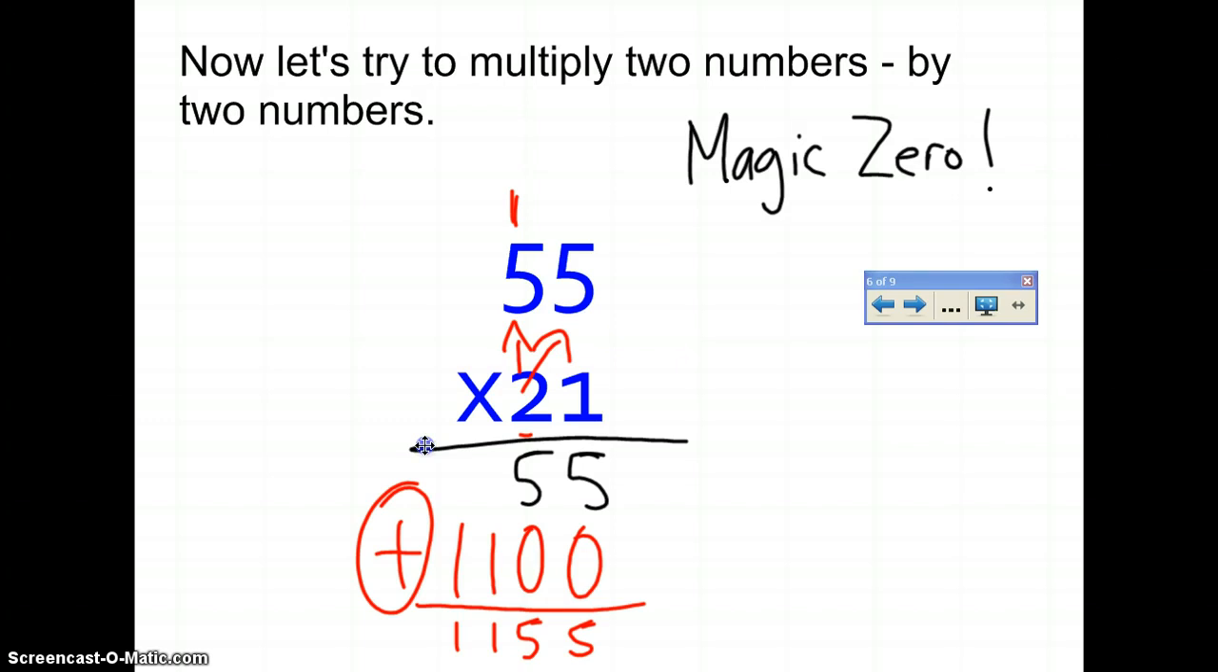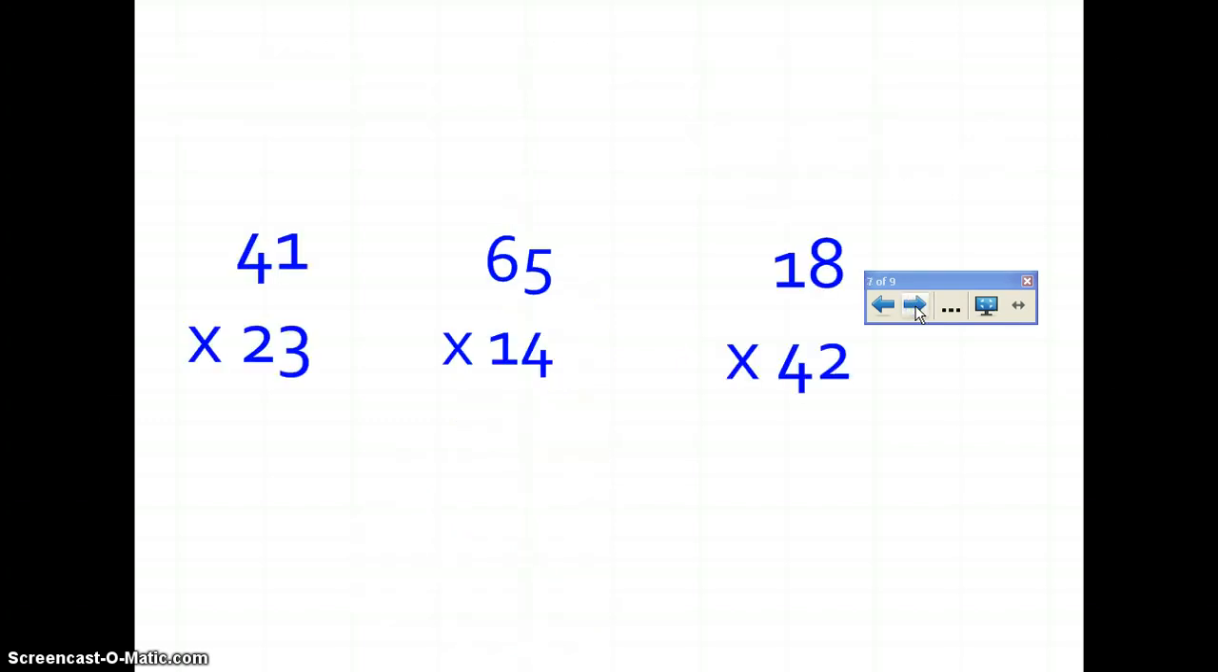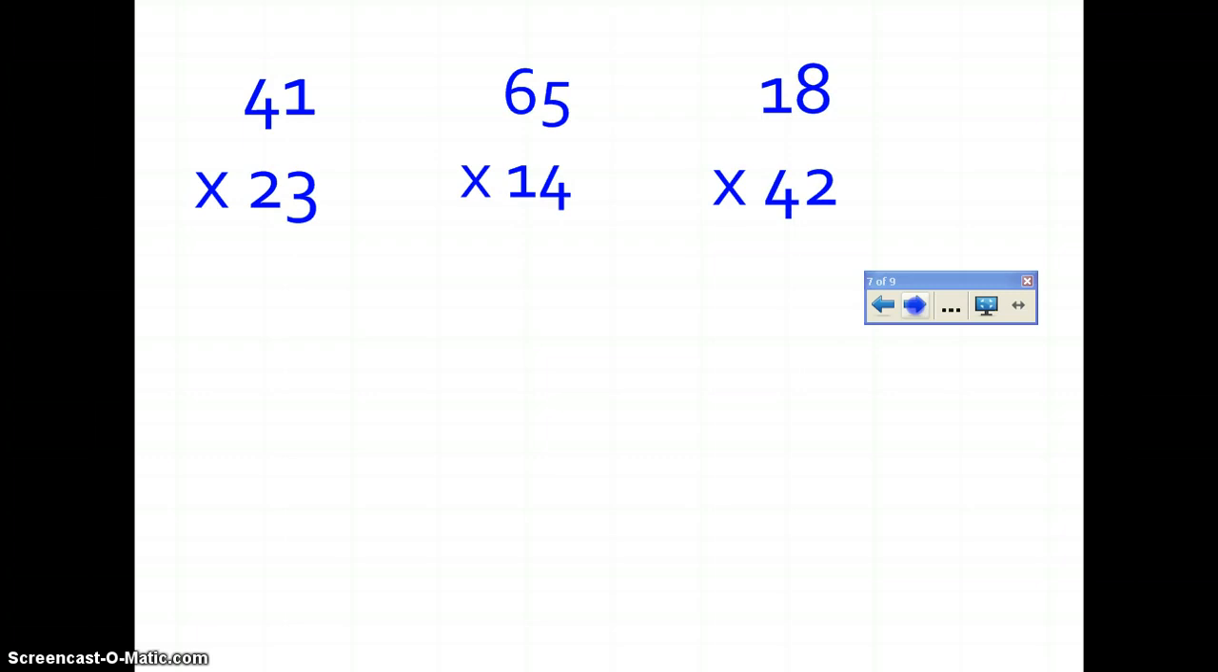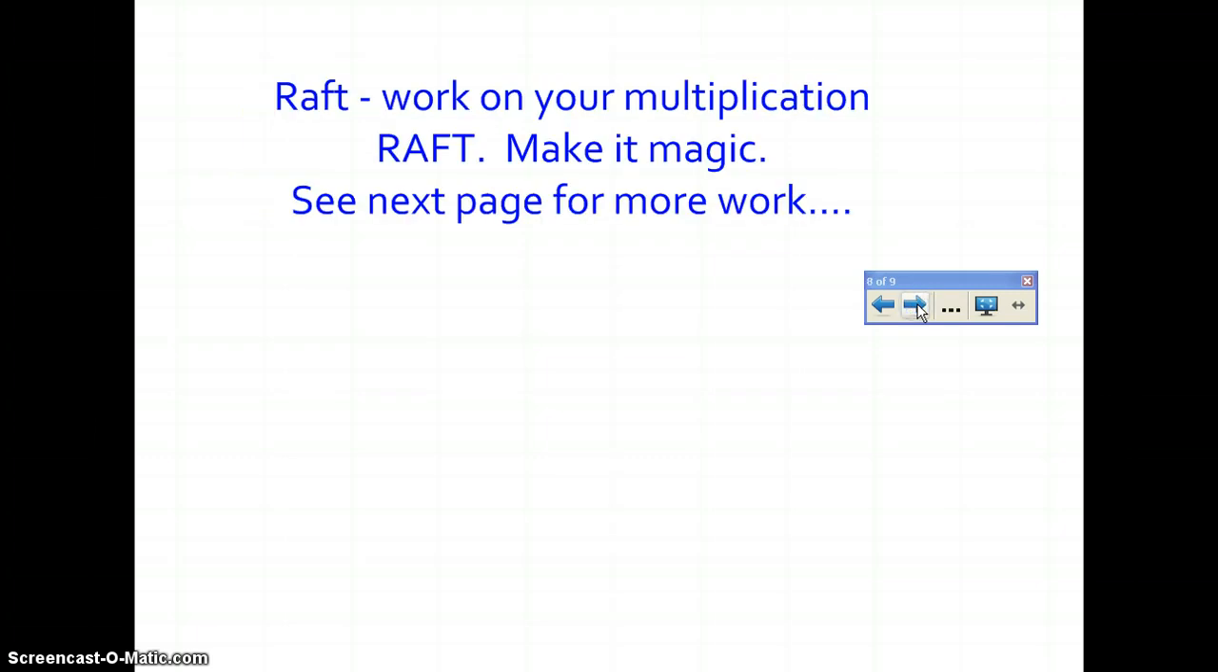Okay? I want you to use this information and try to answer these 3 questions. Set up the questions the exact same way in your math workbook and do your best to answer these 3 questions. Okay? Good?